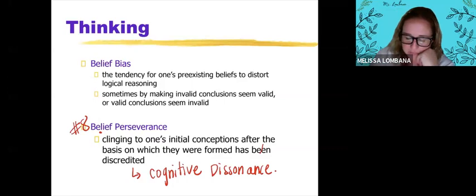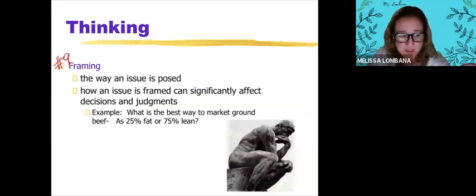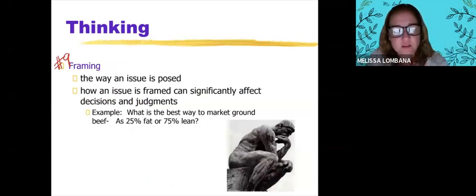Okay? Now, the next one is going to be number 9, which is framing. Framing is kind of how an issue or a question is presented to you, and then you will interpret it, right? You will give it a specific type of meaning.